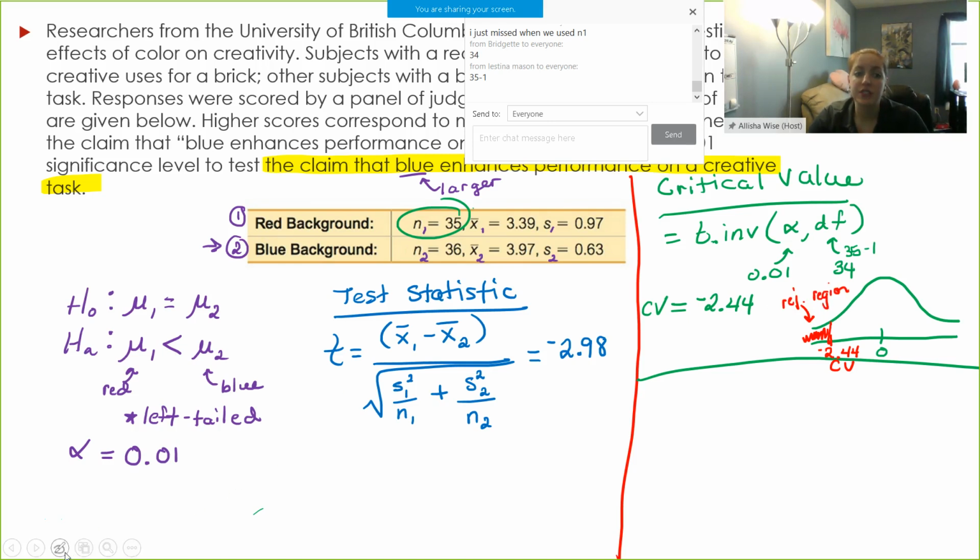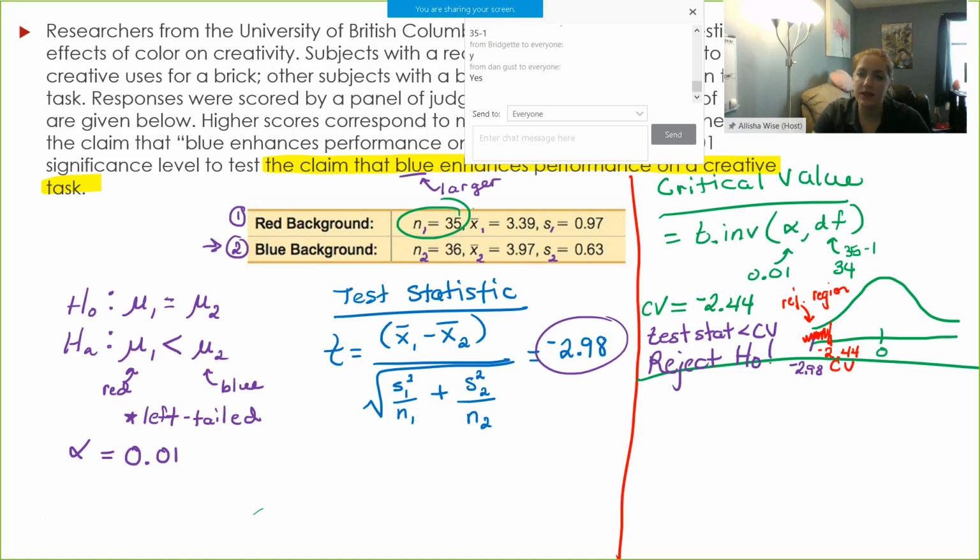Okay, and the question is, does our test statistic fall in the rejection region? What do you guys think? Is negative 2.98 going to be smaller or larger? It's a little bit smaller. Negative 2.98 is a little bit smaller. So our test statistic is less than our critical value, meaning we do reject our null hypothesis.